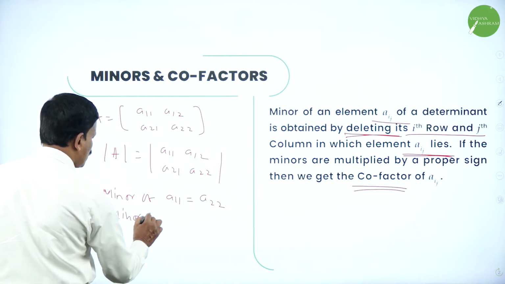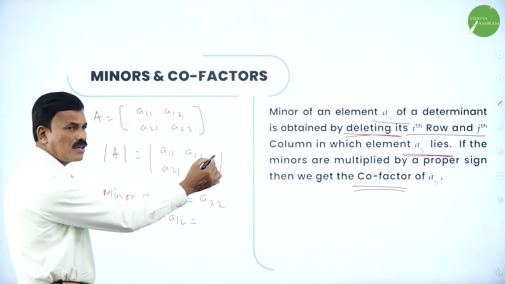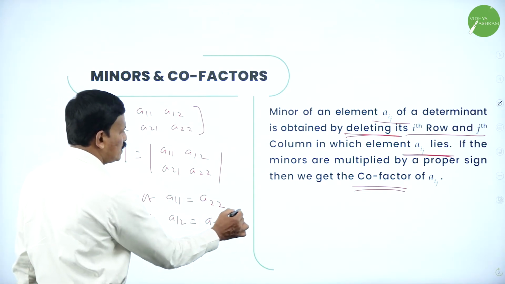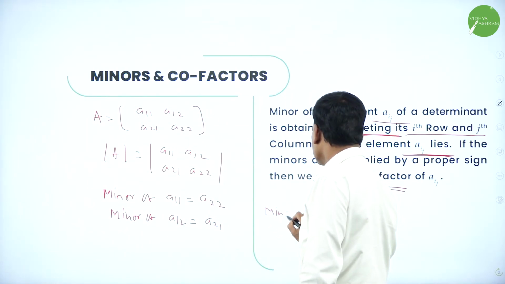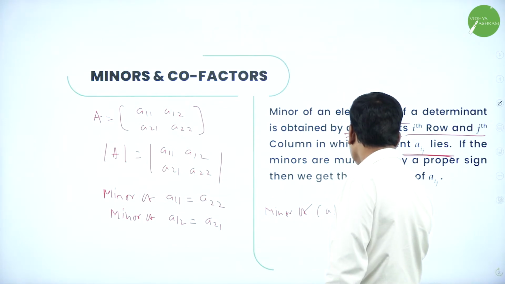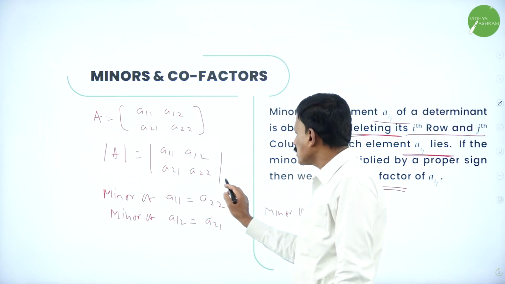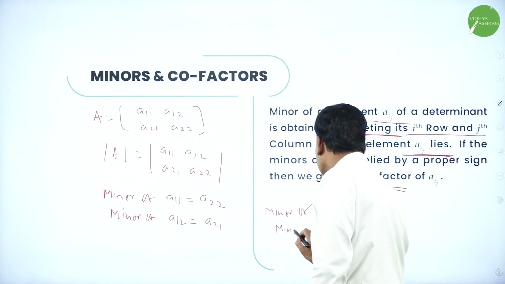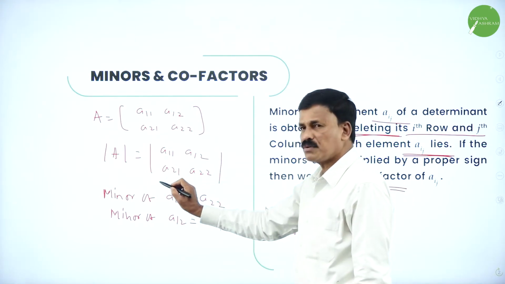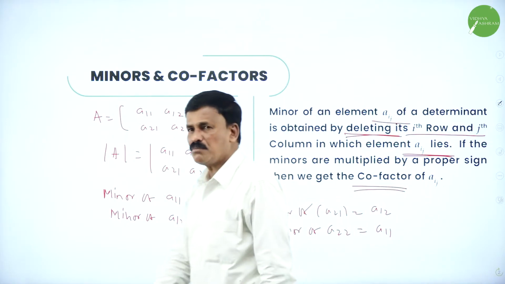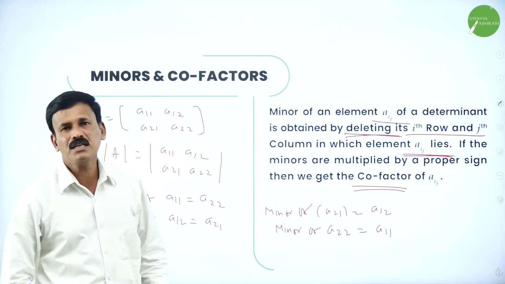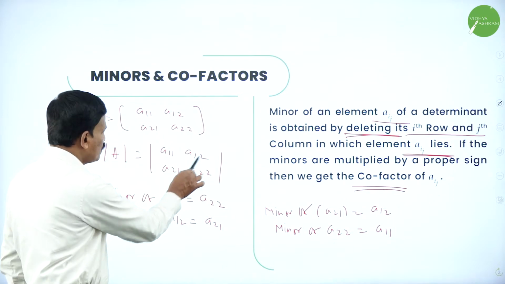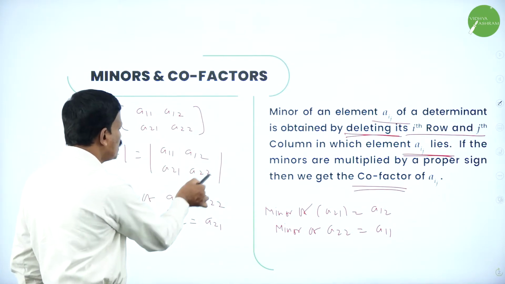Similarly, the minor of A12. Just delete the row and column containing A12. So, this row and column are deleted. What is remaining is A21. Similarly, the minor of an element A21: delete the row and column containing it, this row and column is gone. What is left over is A12. Next, the last element, the minor of A22: delete the row and column containing A22, you will get A11. So, the minor of an element is obtained by deleting the row and column containing that particular element, that's all. The minor of A11 is A22, the minor of A12 is A21, the minor of A21 is A12 and the minor of A22 is A11.